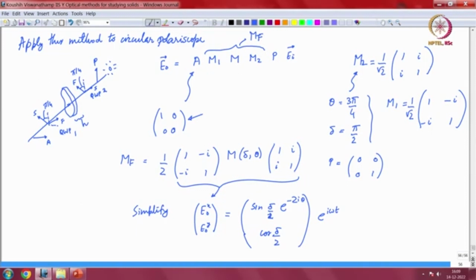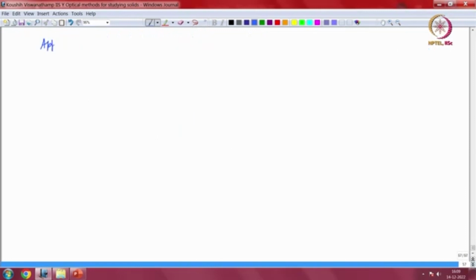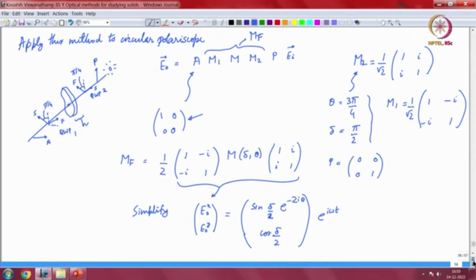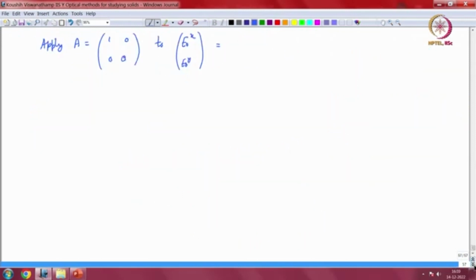Now if you apply A to this, remember we said A is 1 0 0 0, to E0x, E0y, then you will only pick out the x component, which is this. So you will only get sine delta by 2 times e to the power of minus 2 i theta, and e to the power i omega t of course comes from before, and then there are some constants which I am going to leave out. So this is what you will get.